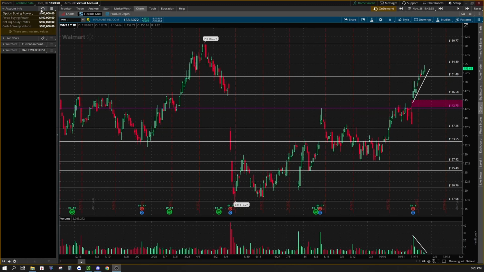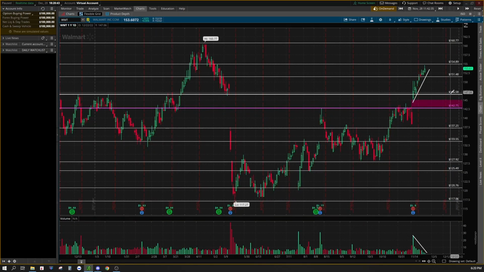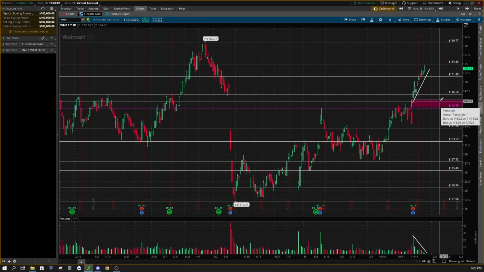In this example, we're going to look at the Walmart option chain. You can see that we're going to go to the monthly option for this strategy, and we want to target that 145 as our target to the downside, or actually in this case, let's say 146.58, so that if it does get to 145 or into the gap, it is going to be in the money.